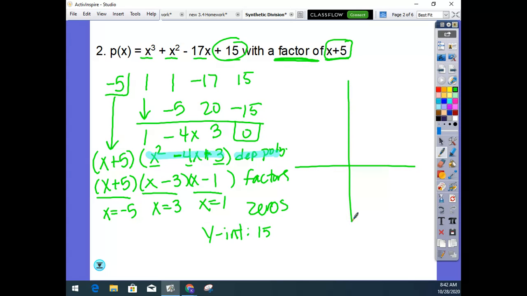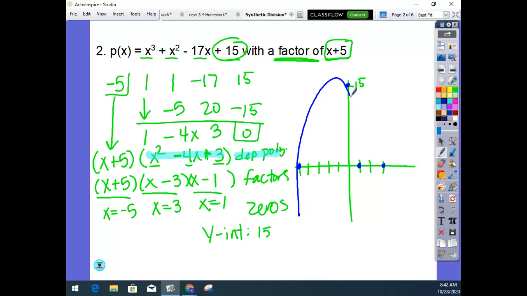And typically what I do with that, I need to go negative 5, positive 1, 2, 3. And then I'll just go up here and say, that's 15. That's good enough. All right, negative 5, positive 15, positive 1, positive 3. X to the third starts from the bottom. And that's done.